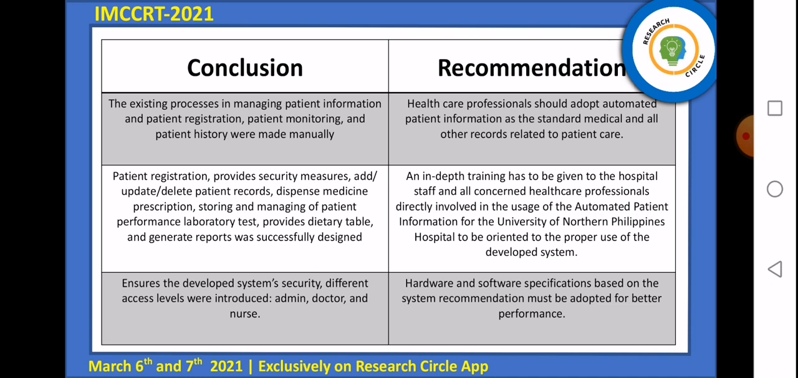For the recommendation, healthcare professionals should adopt automated patient information as a standard for medical and all other records related to patient care. An in-depth training has to be given to the hospital staff and all concerned healthcare professionals directly involved in the usage of the automated patient information for the UNP hospital to be oriented to the proper use of the developed system. And lastly, hardware and software specifications based on the system recommendation must be adopted for better performance.